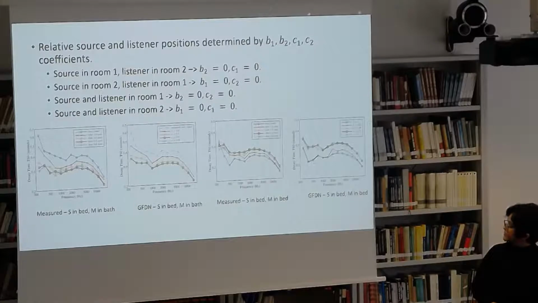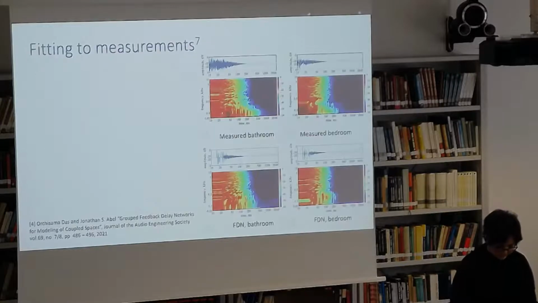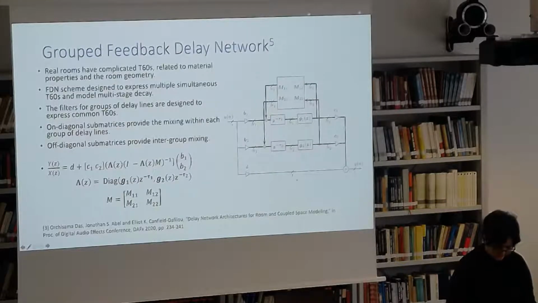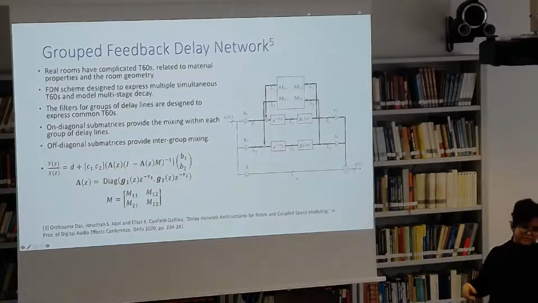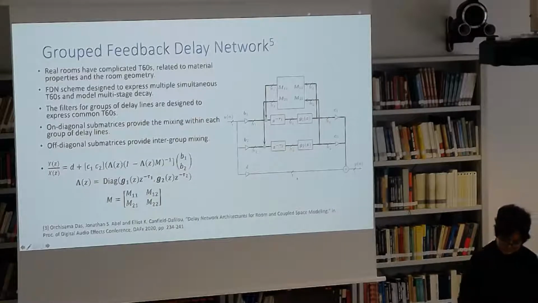So one thing I haven't discussed so far is how do you place the source and the listener, because I mentioned that the source and the listener can be in the same room or can be in different rooms. So it turns out it's these coefficients, which are these B's and the C's, that determine relatively where the source and the listener are placed.